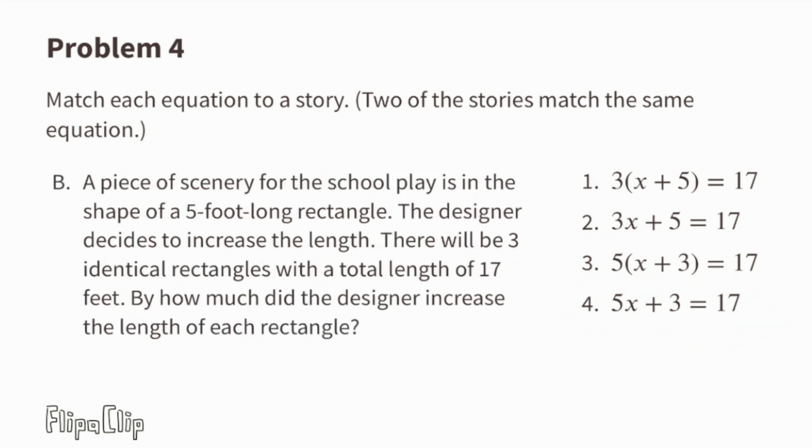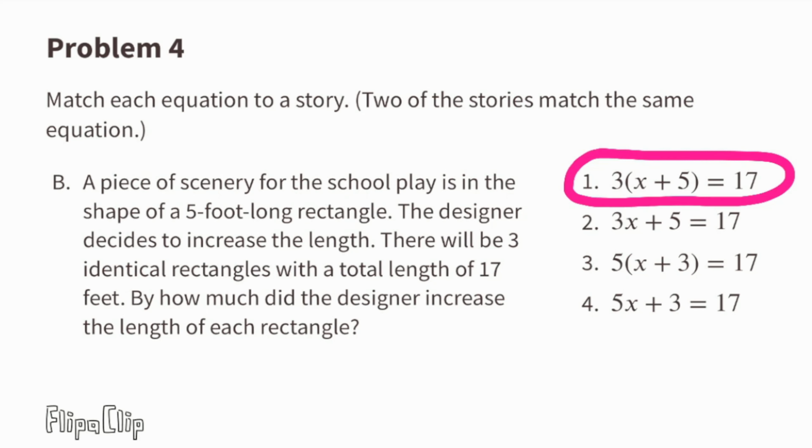B. A piece of scenery for the school play is in the shape of a 5-foot-long rectangle. The designer decides to increase the length. There will be 3 identical rectangles with a total length of 17 feet. By how much did the designer increase the length of each rectangle? We can think of this one as 3 rectangles times the original 5 feet long plus an additional unknown length, and the total is going to equal 17 feet. Story B matches with equation 1.